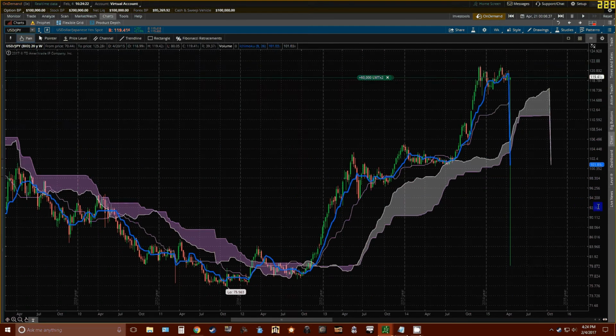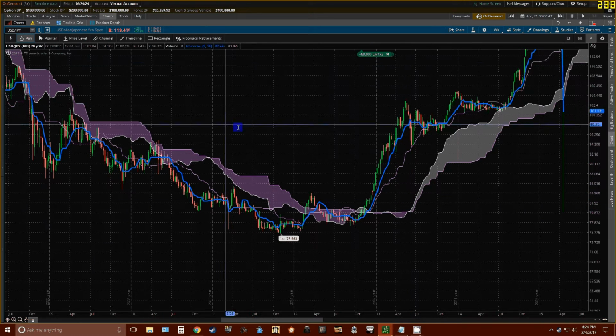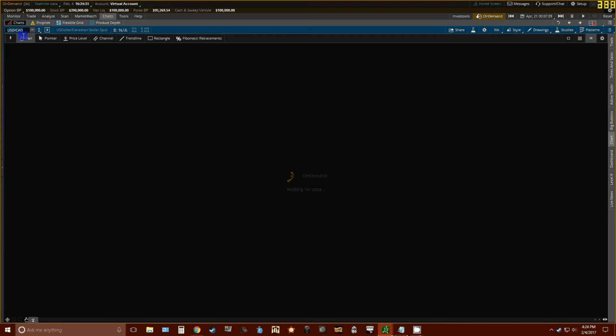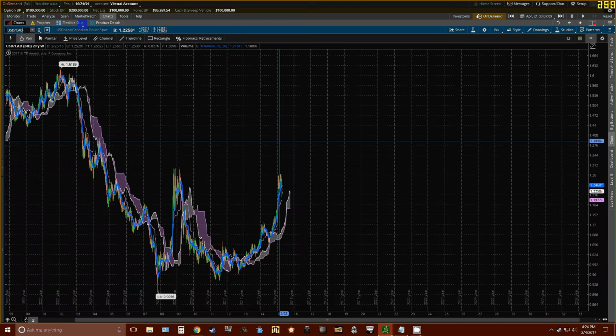Now, I do this in a sort of mathematical way. You know what? I'm going to quickly switch over to something else so I don't mess up my chart fast. Let's say US dollar to Canadian dollar. Okay, so this one I haven't touched yet.